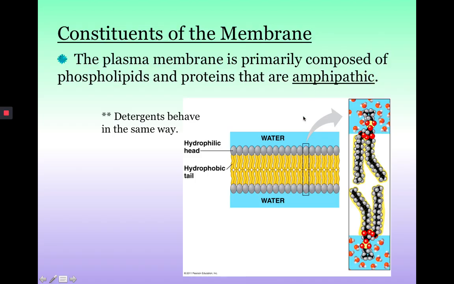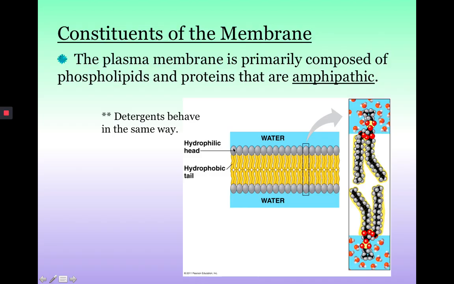We know that things that are amphipathic are going to be both hydrophilic and hydrophobic. So we know that the phosphate group and the choline in a phospholipid are going to be hydrophilic, and the hydrocarbon tails of the phospholipid are going to be hydrophobic, which is why the heads face the water and the tails face away from the water. But not only do the tails face away from the water, they also face toward each other.